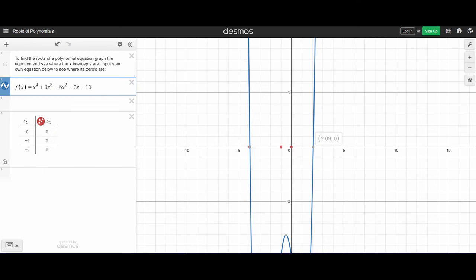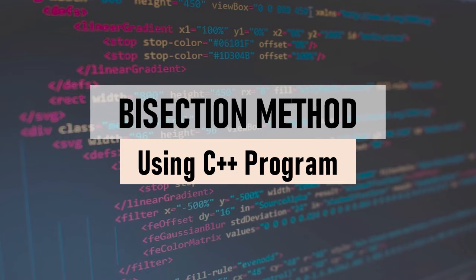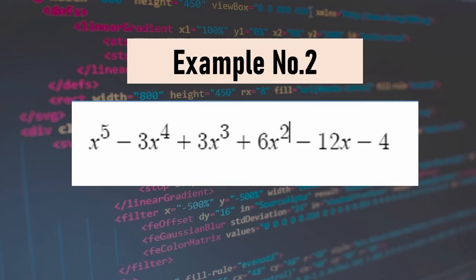Now, to compare it, let's use Desmos in finding the root of the equation. In Desmos, the root showed 2.09. But this is just one root of the equation. Let's try to solve another example.